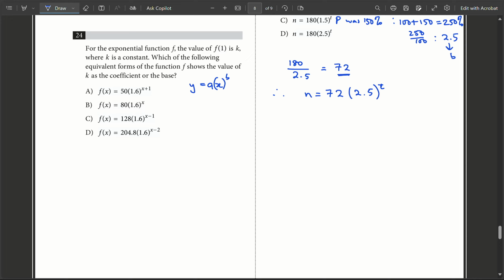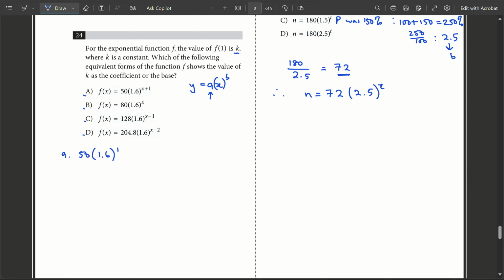All right. So substituting these answers that we have, A, B, C, and D, into this form. Because the question is saying for the exponential function f, the value of f of 1 is k. So when we substitute 1 into all these, we're supposed to get k, which is the constant. So we're supposed to get this value a if we substitute 1 wherever we have x. Okay, so let me do it in parts.